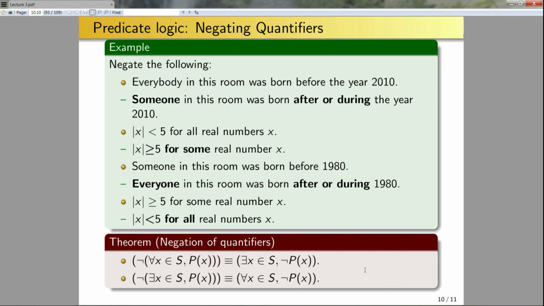Further, if I want to negate an existentially quantified statement, I would have that the negation of "there exists an x in S such that P(x) is true" is "for all x in S, not P(x)." So an example of this is "someone in this room," this bit here, turned into "everyone in this room," and "was born before 1980" turned into its negation.